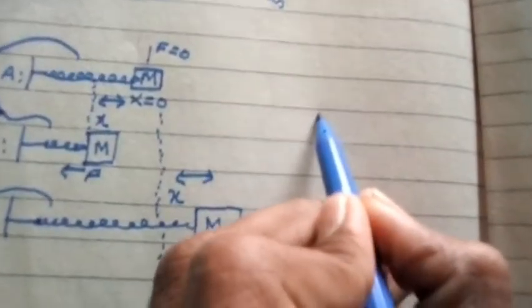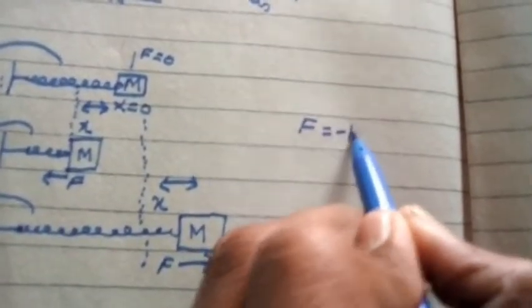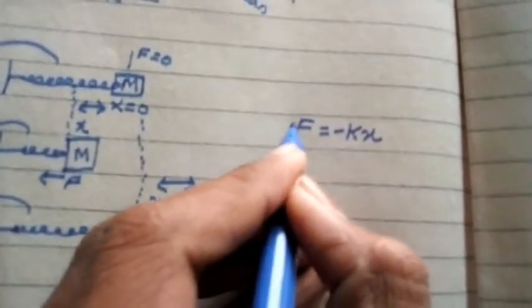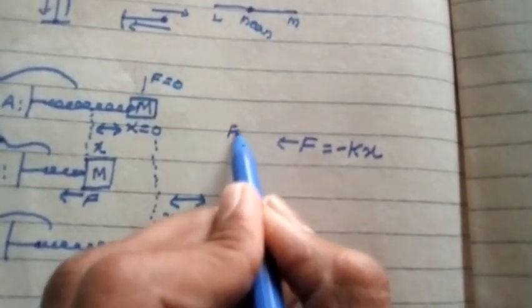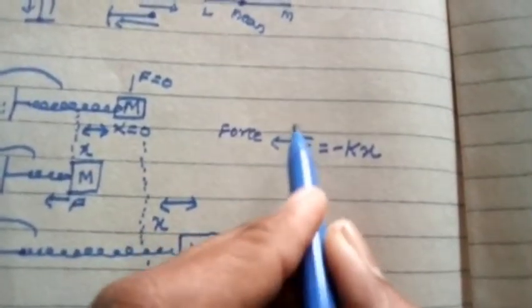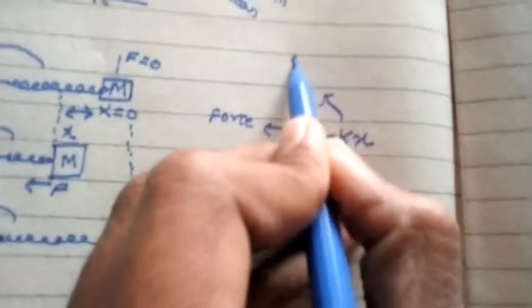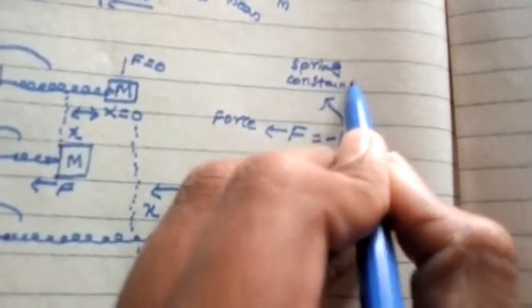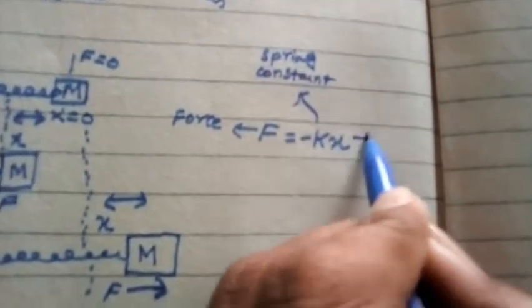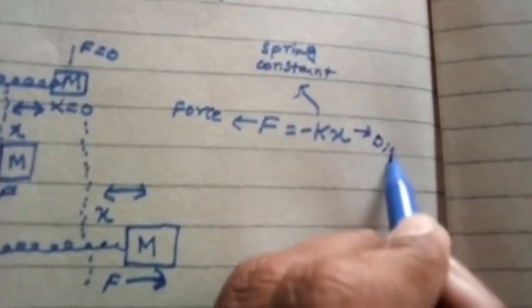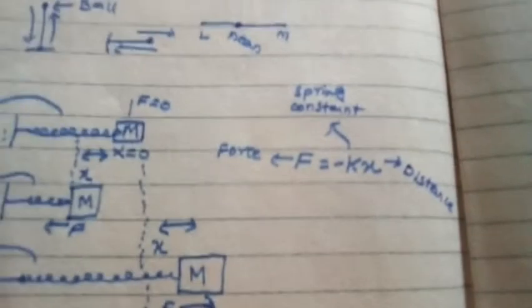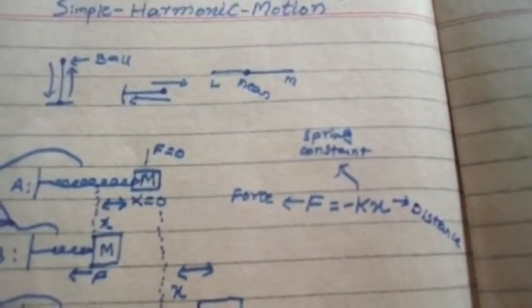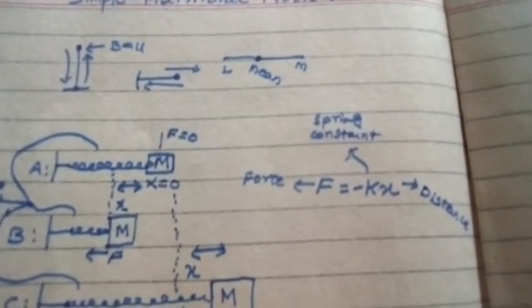So the formula we can discuss here: F is equal to minus kx. Here F is a force, here k is a spring constant, and here x is our displacement or distance. So friends, we have concluded this.